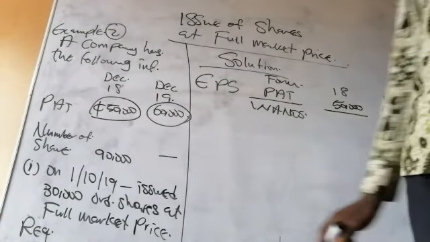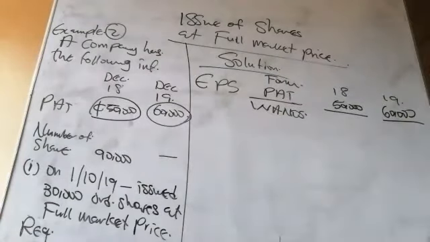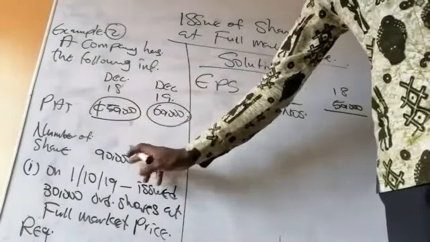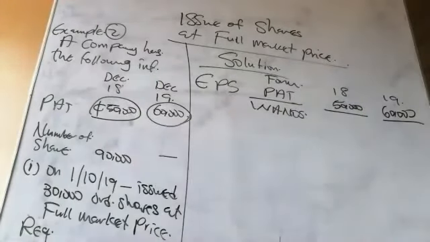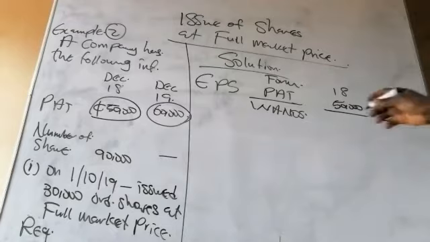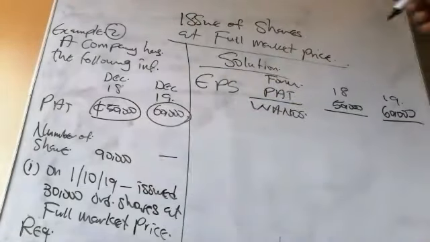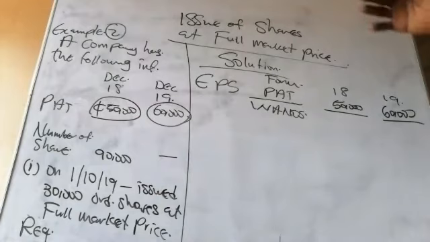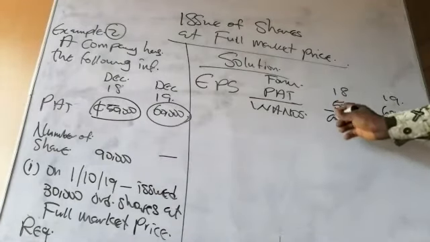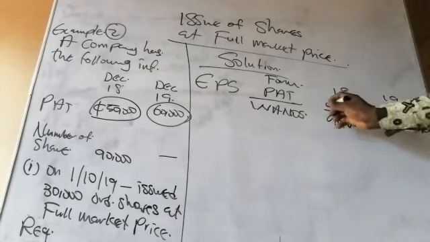Now, have you seen the number of shares in issue? As at the end of December, they have 90,000 shares. So here we will pick the 90,000 because in the whole of 2018 they had no share issues. Whatever they have at the start of the year will be the same as at the end. You just put the 90,000 shares here, in Ghana cedis.